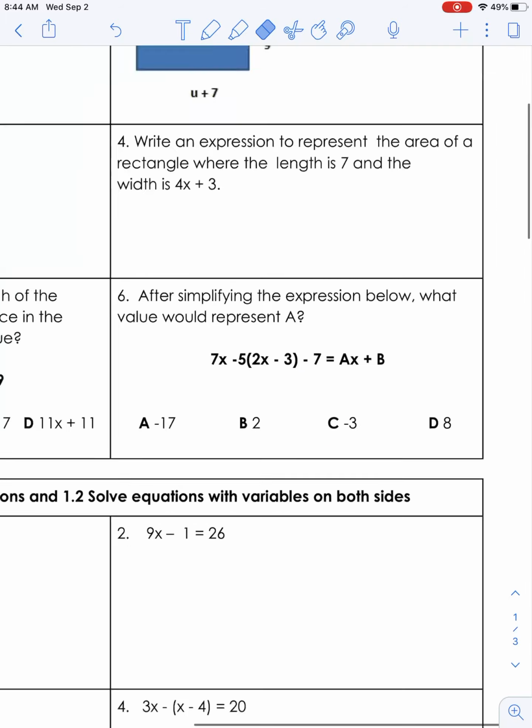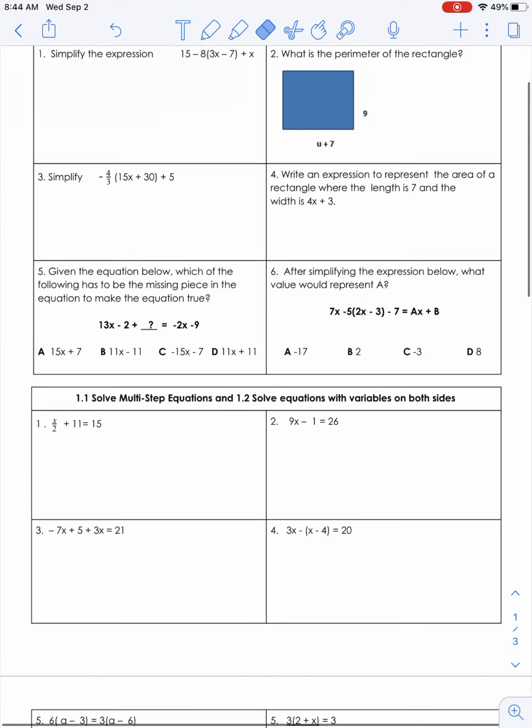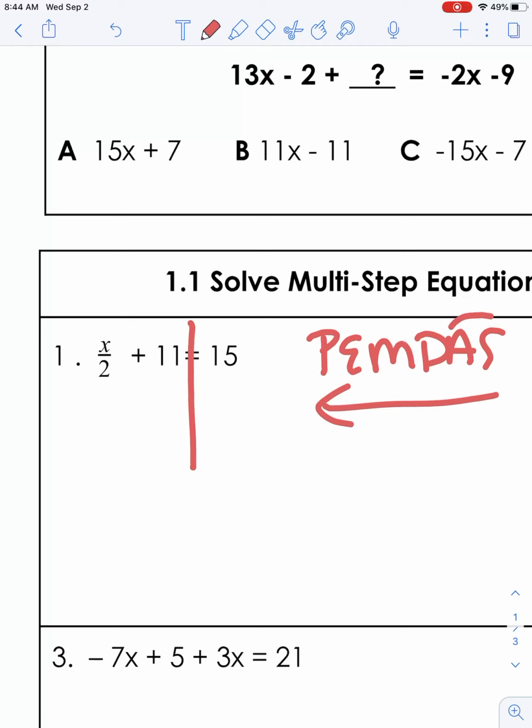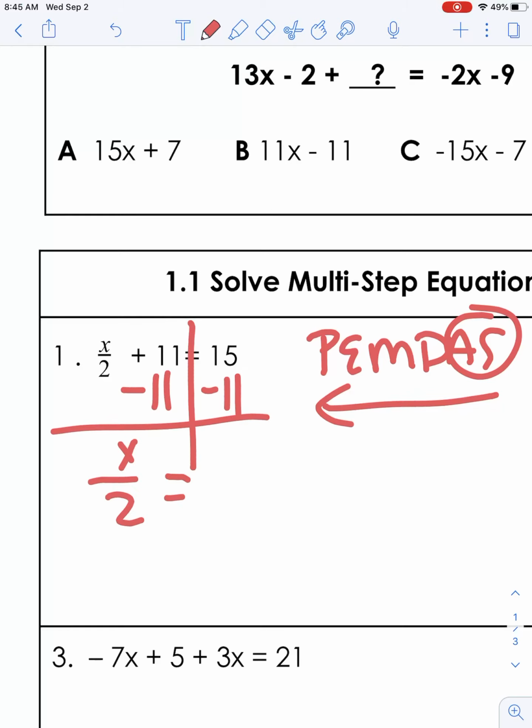Alright, the next section is on solving multi-step equations and variables on both sides. When you're solving an equation, to move things across the equals, you need to do the opposite. And remember, we need to do PEMDAS backwards. So we're going to take care of adding and subtracting first. So if we have x divided by 2 plus 11, we need to get rid of that plus 11 by subtracting 11 on both sides. So we have x over 2 equals 15 minus 11, which is 4.